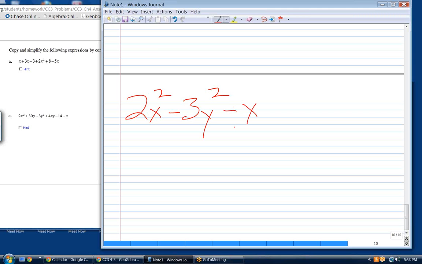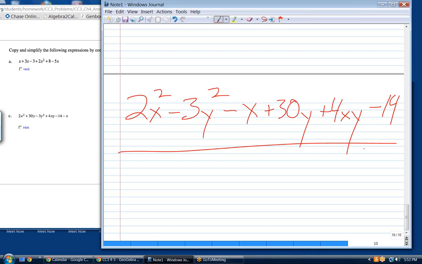So minus x. How about y's alone? We also have plus 30y. Then there's this xy term there, and there's only one of those. So that's plus 4xy. And then last but not least is a number. Minus 14. And that's all that we can do. We have combined all like terms. We only have this many x squareds, this many y squareds, this many x's, this many y's, this many xy's, and this many numbers.